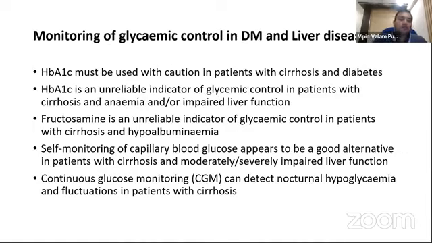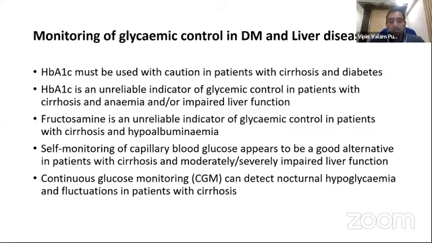Regarding the monitoring part, to see the glycemic control in diabetes and liver disease, HbA1c may not be a good option in all patients with cirrhosis and diabetes mellitus. It becomes unreliable when the patient has anemia or impaired liver function. So HbA1c has to be taken with a pinch of salt. Other parameters like fructosamine are also affected by hypoalbuminemia. So what is the best method to see glycemic control in a patient with liver disease? It is basically self-monitoring of capillary blood glucose, or SMBG.